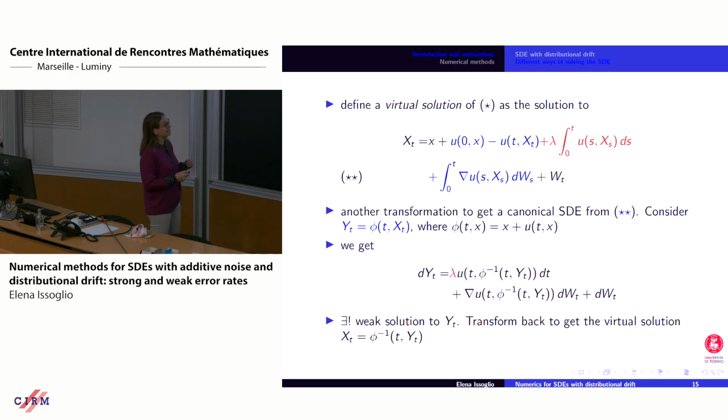Okay, so the virtual solution is a solution to double star, where we removed b and, instead of b, placed this colored term. So it's not the solution of the original equation, it's a solution to another equation. However, when b is smooth, they coincide. And it was proved by various authors that actually all these notions of solution are the same when they're all defined.